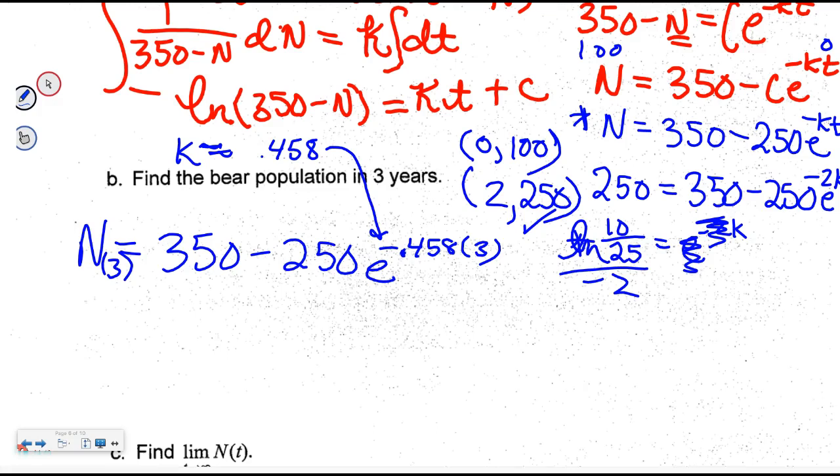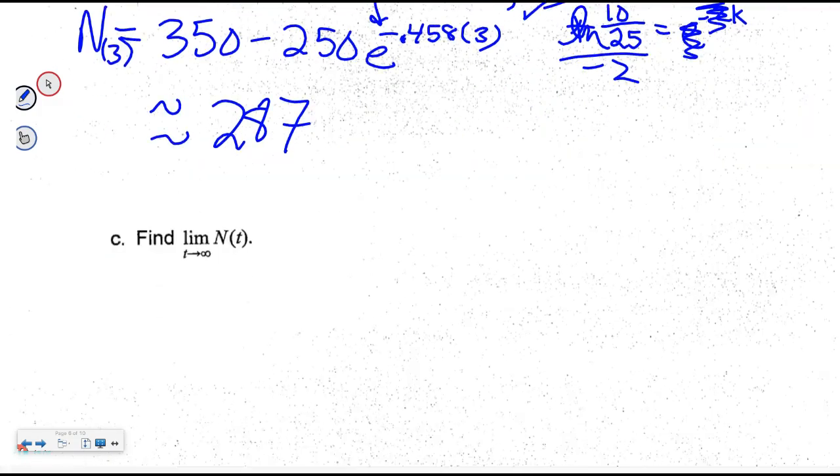Do you have it already, Bryce, or are you typing? All right. Those of you fast on your calculator, let's round to the nearest bear. Can I get a backer on that? 287? 287, awesome, thank you guys. So 287, we'll just finish this problem off. We'll go do part C.